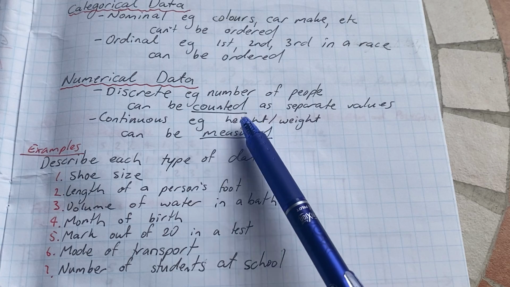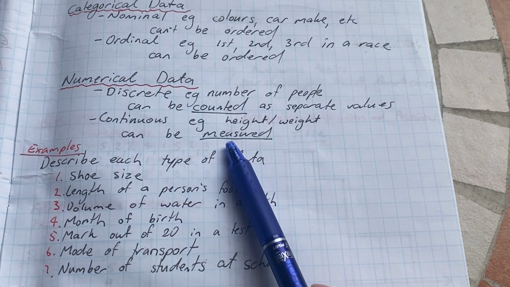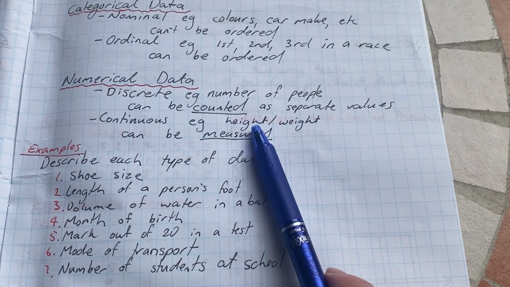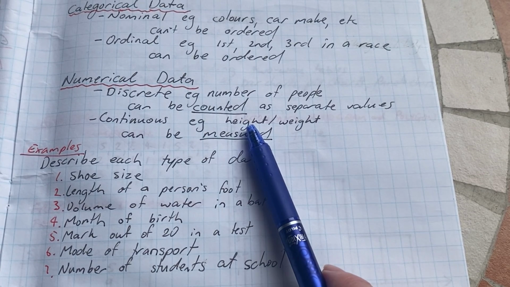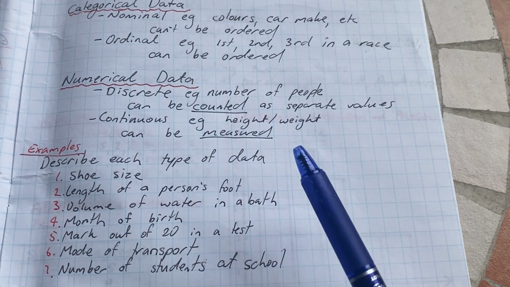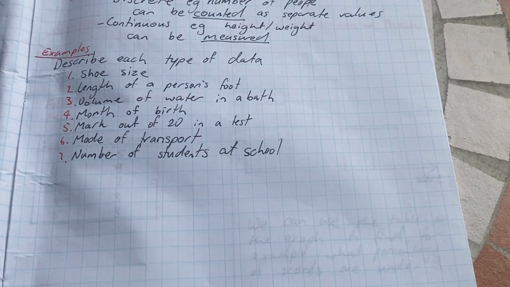Continuous data are things like measurements. So height or weight, for example, anything that can be measured. With your height, you can't go from 137 centimetres to 138 centimetres without going through every single decimal point in between. So that's what makes it continuous. So let's have a go at putting some of these in the correct type of data.